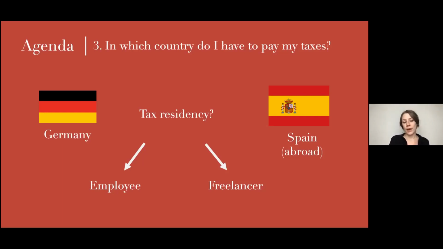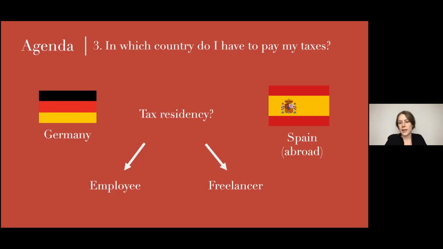Just for your information, in case Germany does not have the right of taxation anymore, and for example Spain would have the right of taxation, then usually you need a certificate of exemption, which in Germany is called a Freistellungsbescheinigung, and you can get this from the German finance authorities. This certificate confirms that you are not obligated to pay your wage tax in Germany, because Germany does not have the right of taxation anymore.